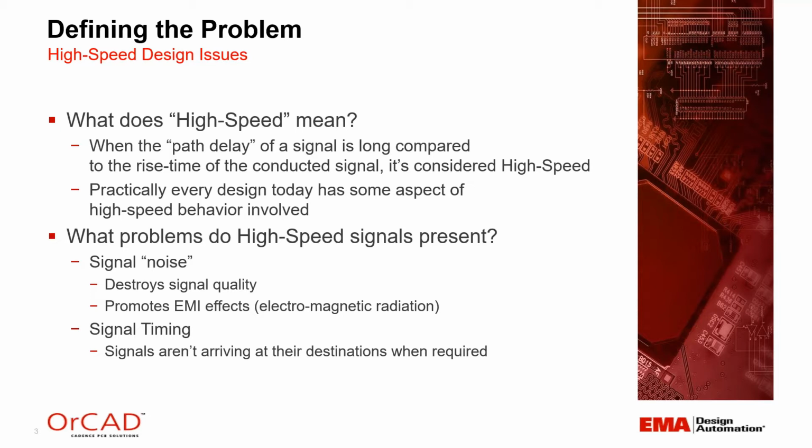Typically, high-speed problems are presented in terms of signal noise or signal timing. Noise is a broad category. It covers several things like signal quality and EMI effects. Signal timing is a little more specific. There's a lot of things that can affect it, but the bottom line is signals aren't arriving at their destinations when they need to.